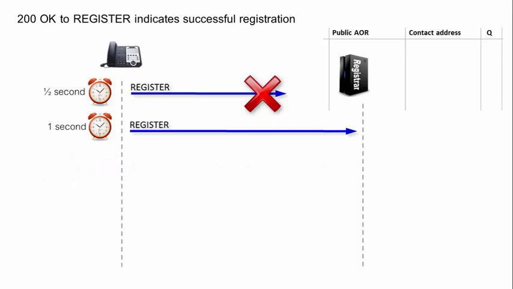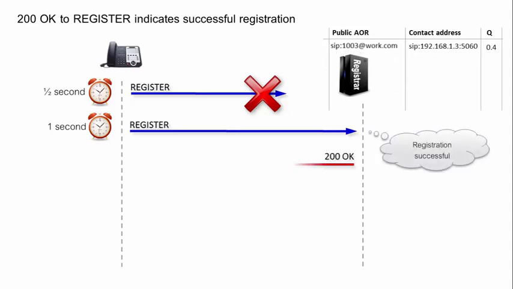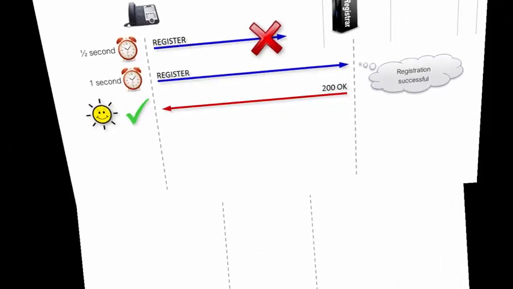Rewinding back a moment, the other reason for the 200 is to report that the registration's been successful. The address of record and the contact address have been successfully registered in the registry.